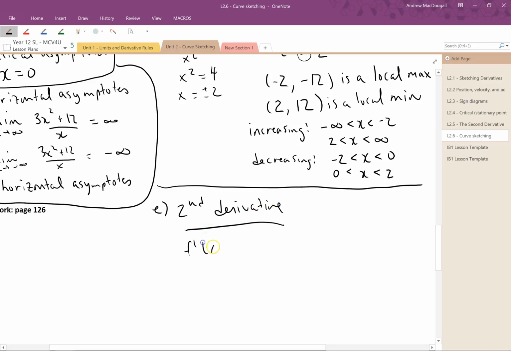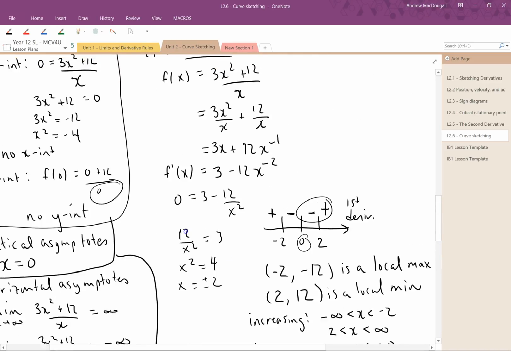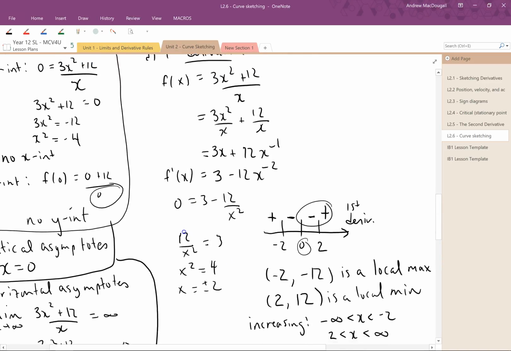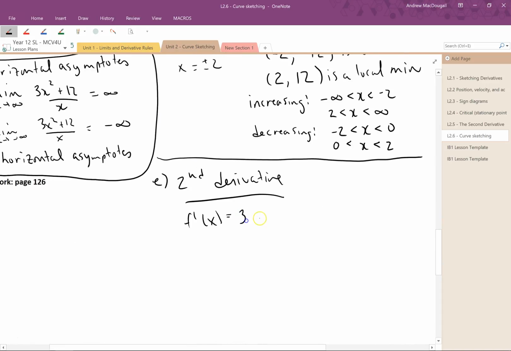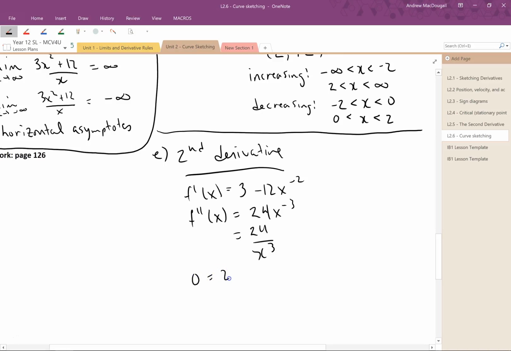All right, so f prime of x, if we recall, is 3 minus 12x to the negative 2. And so its derivative, the second derivative, is 24x to the negative 3, which is 24 over x cubed. Now, is that equal to 0? Never. There's nothing I can plug in for x to divide 24 by x cubed and get 0. So there's no point where the concavity changes.